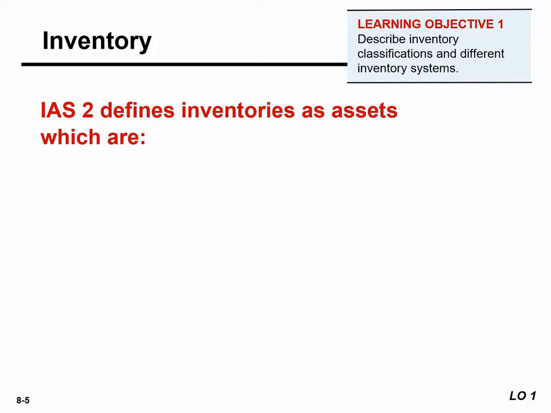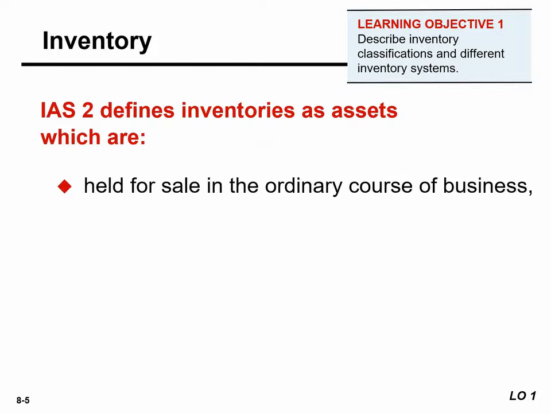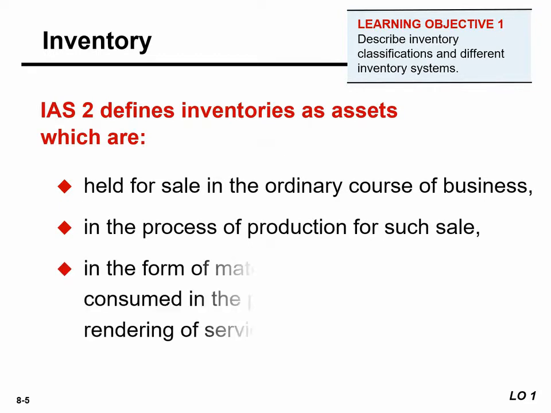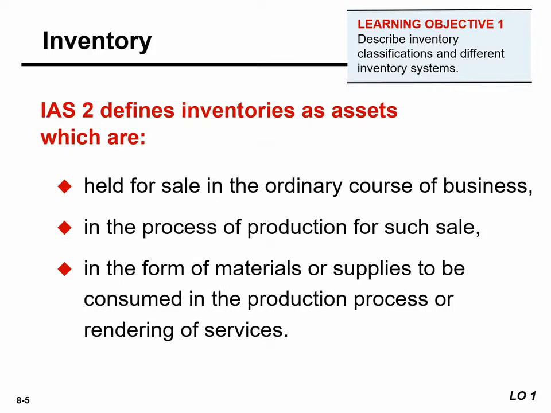Now, the first question: what is the definition of inventories? Inventory is any asset held for sale in the ordinary course of business, or any asset in the process of production for such sale, or any asset in the form of materials or supplies to be consumed in the production process or rendering of services.